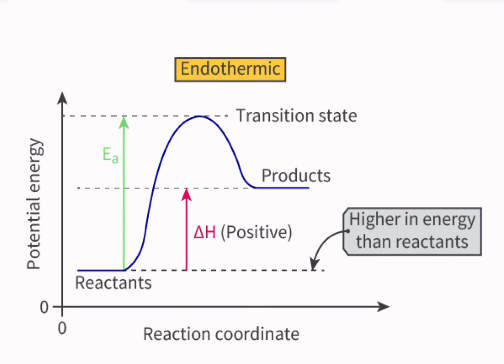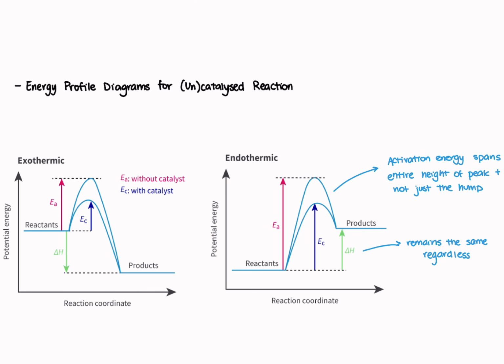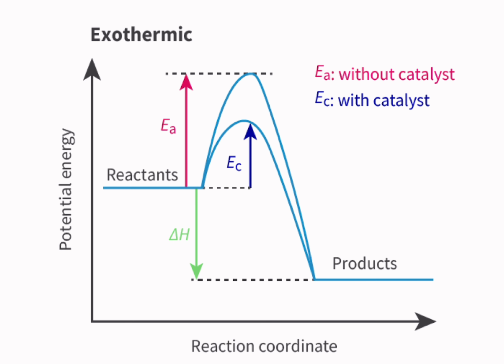And one extra thing to take note of is that the activation energy always starts from the potential energy of the reactants, which is right here, and goes all the way up to the transition state. Now we'll take a look at the energy profile diagrams for catalyzed reactions and uncatalyzed reactions. If we take a look at this exothermic reaction over here, we can see the original curve that we saw previously, where the reaction occurred without the catalyst.